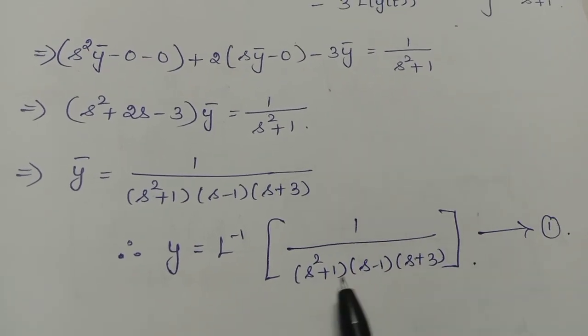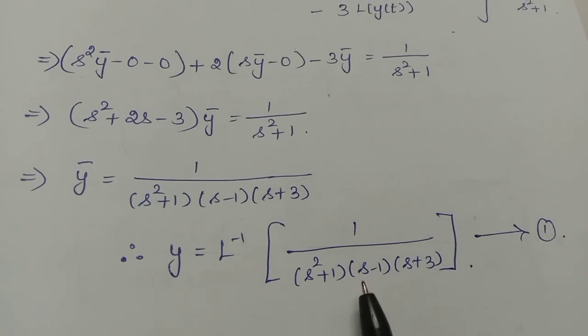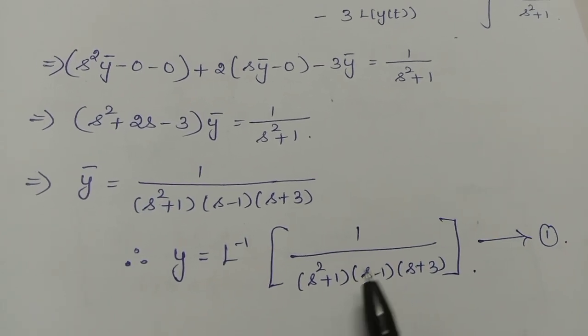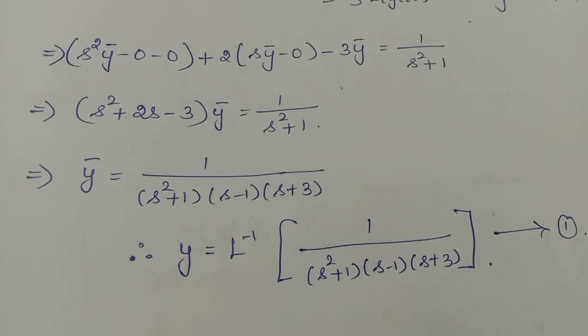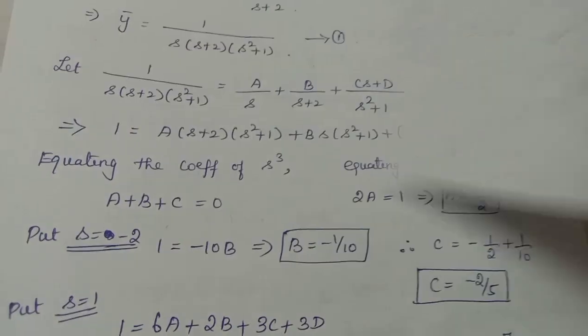Now look at the denominator. Here we have a product of three terms. So we have to separate this by using the method of partial fractions. Then we have to find the inverse Laplace transform.